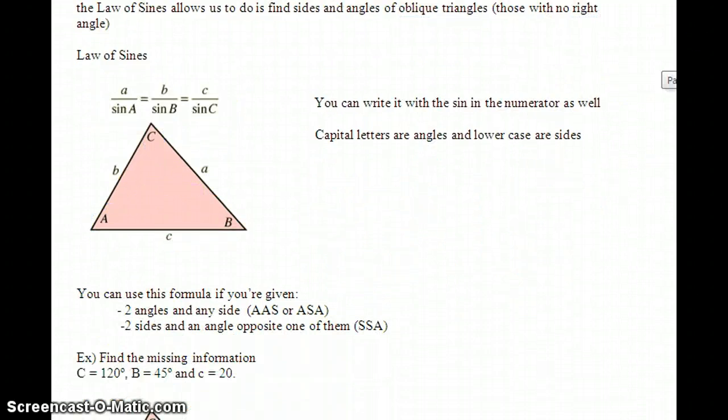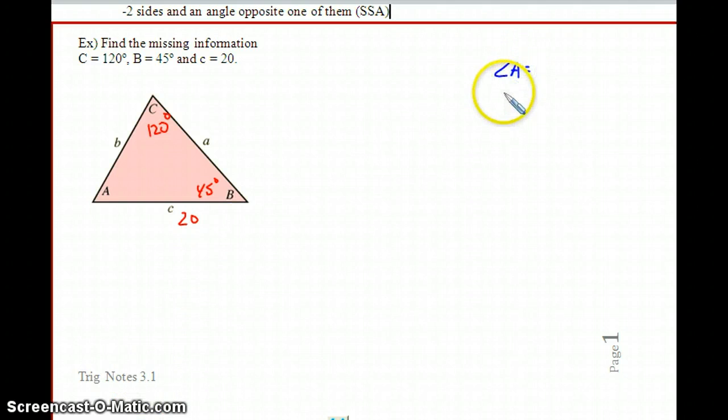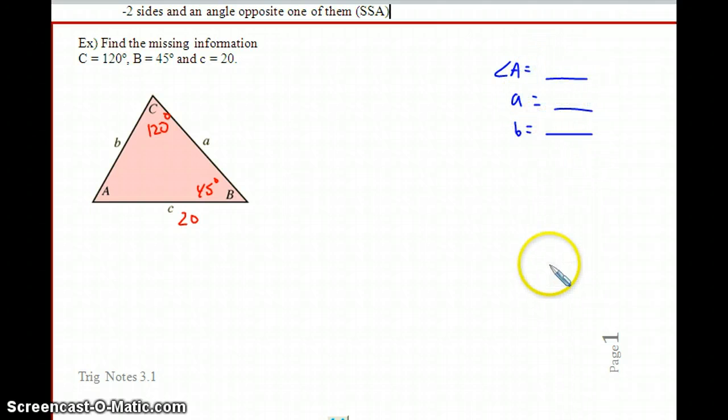So let's take a look at an example where we are using the law of sines. Writing down the information that we have: 120 degrees, 45 degrees, and this side c was 20. So let's first identify what we need to find. We need to know what angle A is, what side a is, and what side b is. So those are the 3 missing things from our triangle.